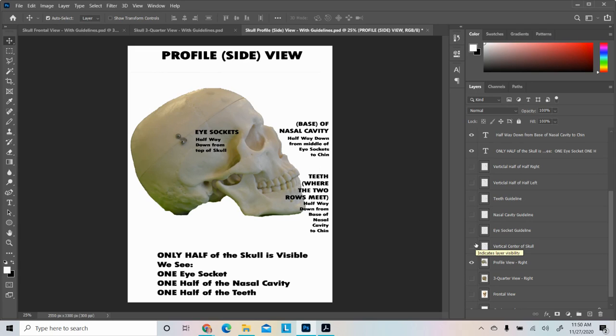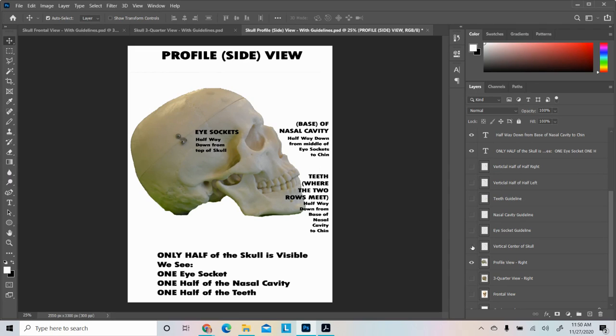Now, profile or side view means that you're literally seeing the skull from the side, completely turned on the side. And when we look, we're only able to see one eye socket. Remember the other two views we were able to see two? In this particular view, you're only going to see one, and it's going to be distorted. You're not even going to see it in its entirety. It's going to be at a more severe angle. And then we only see 1/2 of the nasal cavity from this angle, and we can only see 1/2 of the teeth or the mouth if it was a fleshed face.